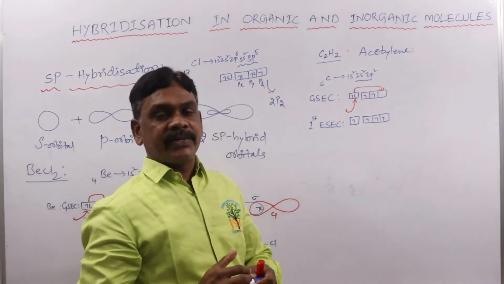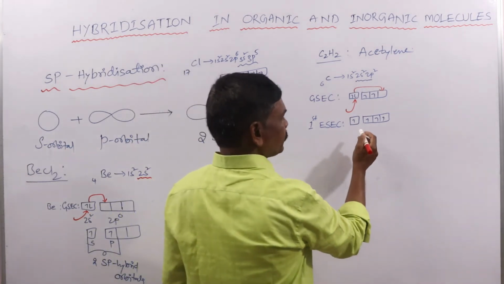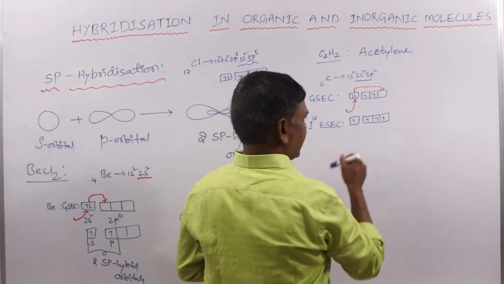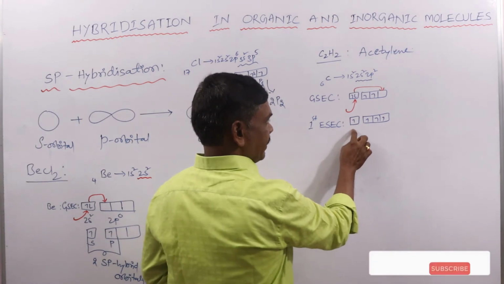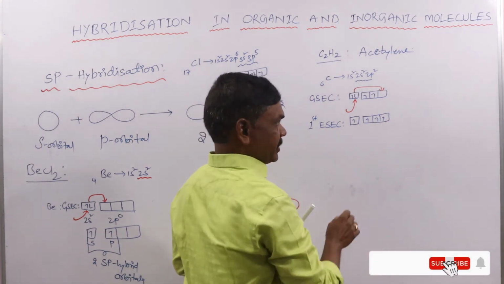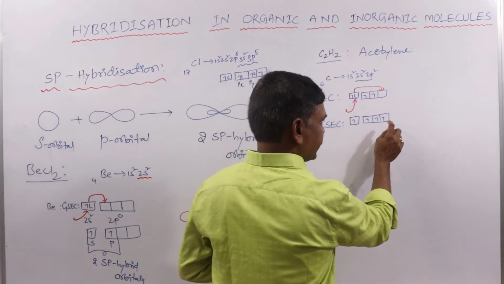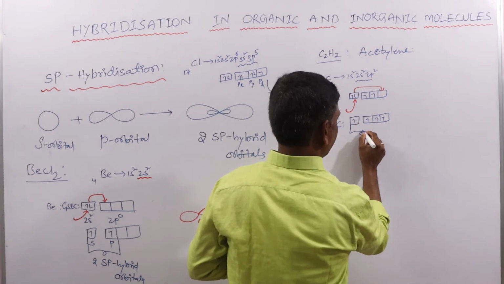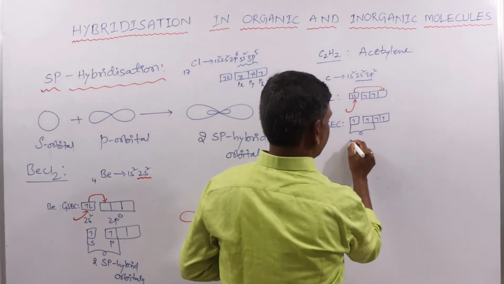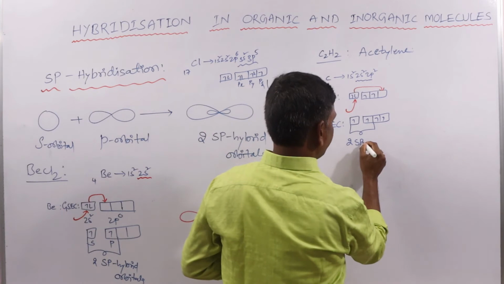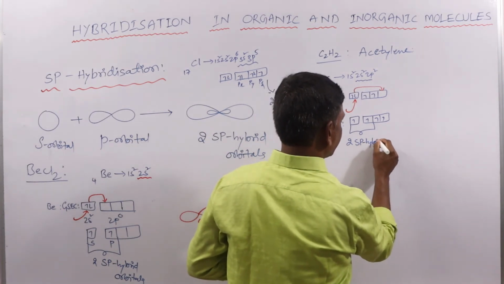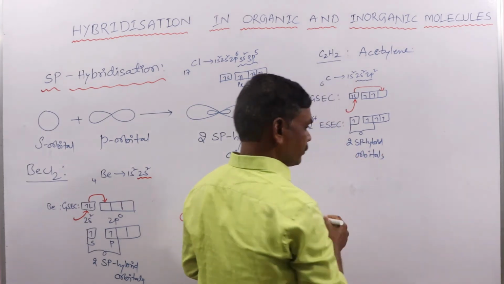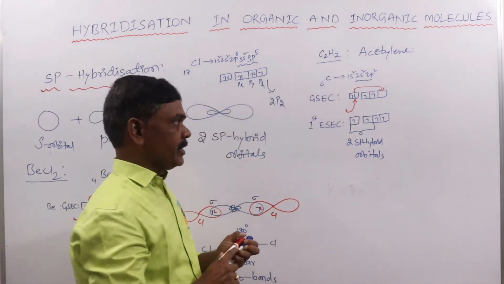First excited state electronic configuration. So in excited state electronic configuration, how many orbitals are there? 4. One s orbital, 3 p orbitals. So now here hybridization is what? 1 s orbital and 1 p orbital, so that we are getting 2 sp hybrid orbitals.